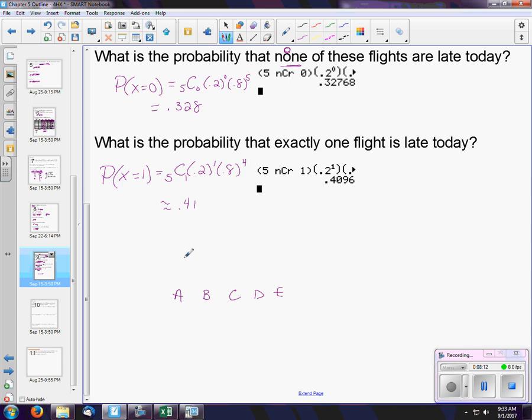So what's the probability that one flight is late? That means 0.2 to the first, 0.8 means on time, to the fourth. And then this part, 5 choose 1, tells us it could be the first flight, or the second flight, or the third flight, or the fourth flight, or the fifth flight. So this deals with the number of ways that a flight could actually be late, and then this is the probability of occurrence, which is why we multiply those together.